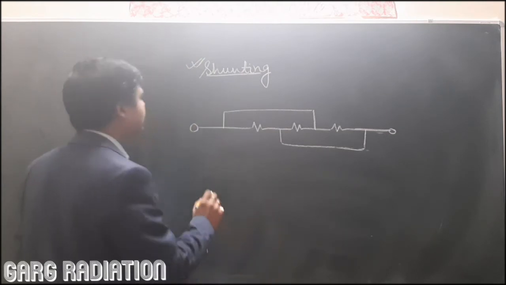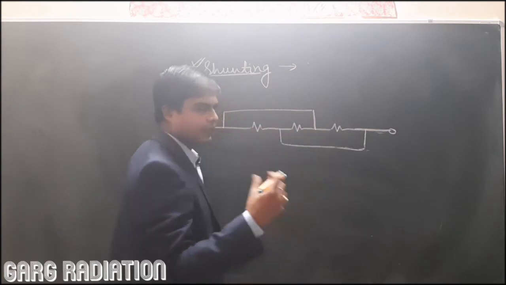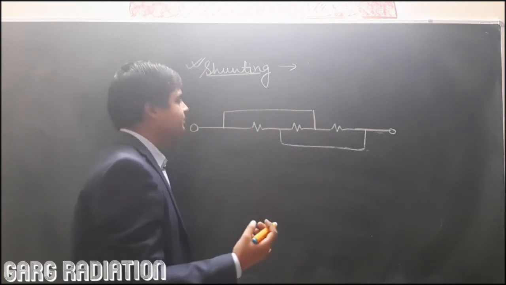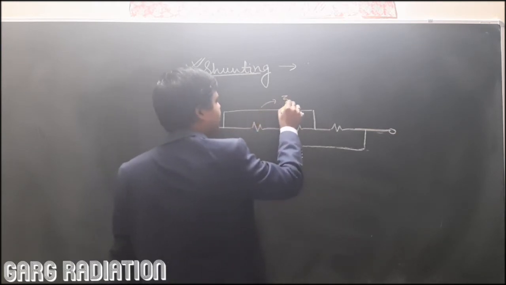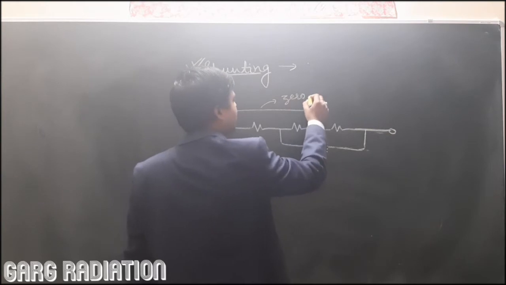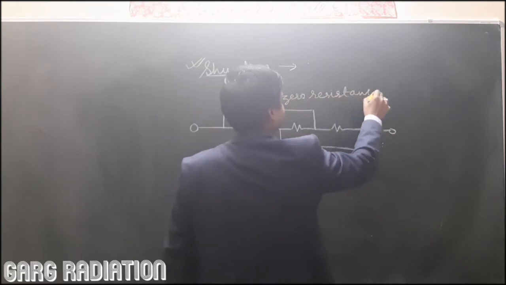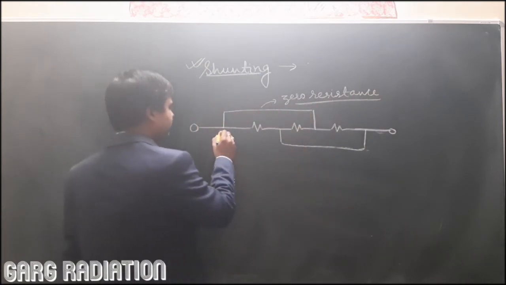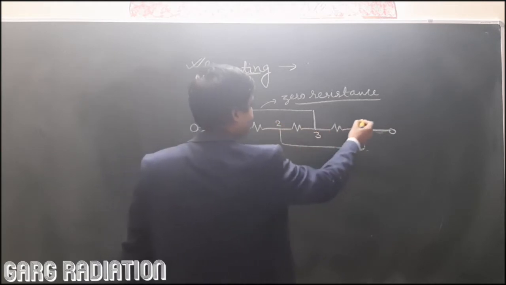So what is shunting? Shunting means connecting 2 points in a circuit by using a connecting wire. And if it is a connecting wire, it means ideally it should have zero resistance. Yes or no? Ideally it should have zero resistance. So suppose we take this point as point 1, this point as point 2, this point as point 3, this point as point 4.